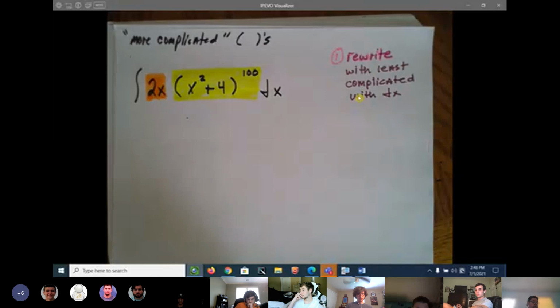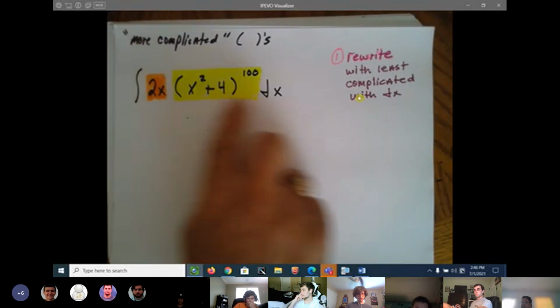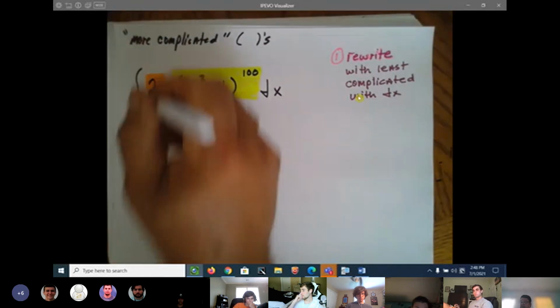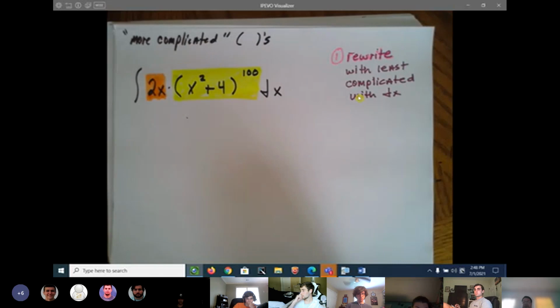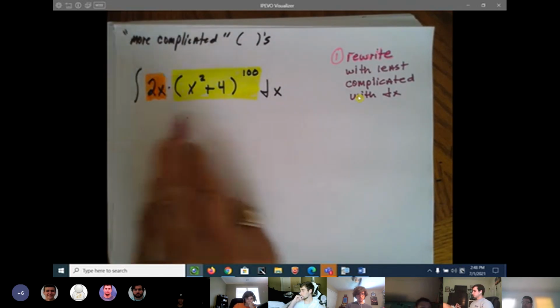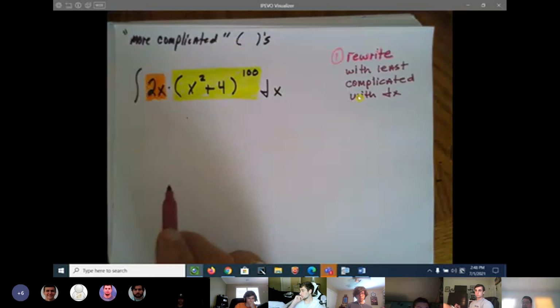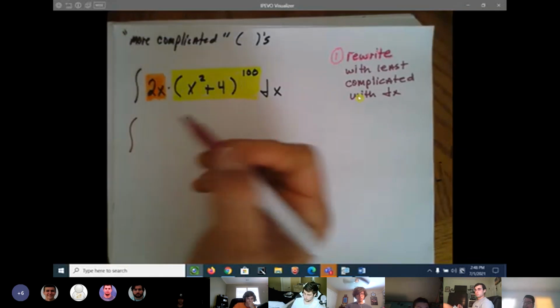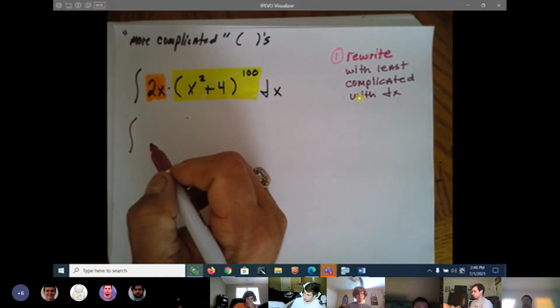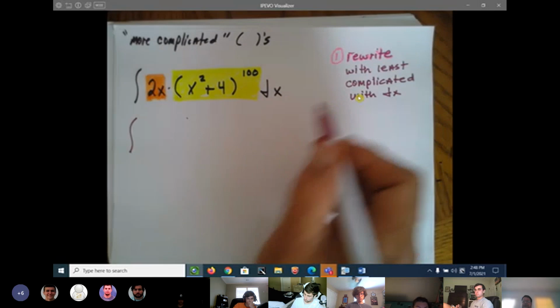2x. So I'm going to put the 2x over here. That's multiplication. So 2 times 3 is the same as 3 times 2. That's legal. So I'm going to rewrite this. And that's number 1. Rewrite it. Do calculus teachers tell you to do this? No.